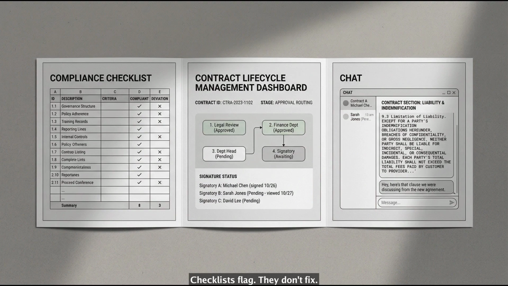A spreadsheet checklist captures pass or fail, but not the specific language difference. Contract lifecycle platforms track approvals and signatures. Clause-level risk scoring against a custom playbook is a different problem entirely, and pasting sections into a chat window loses context with every new clause.